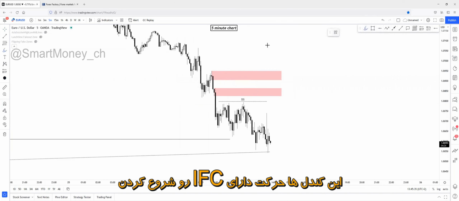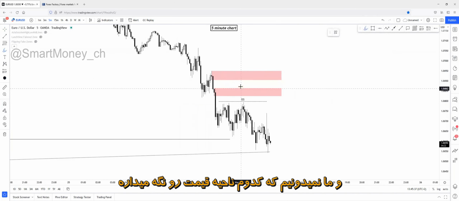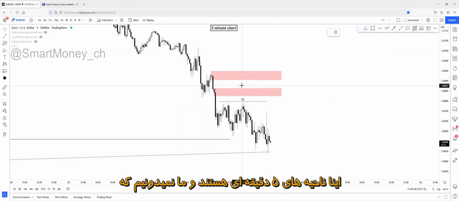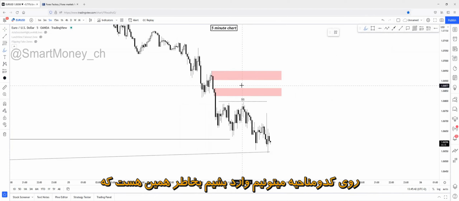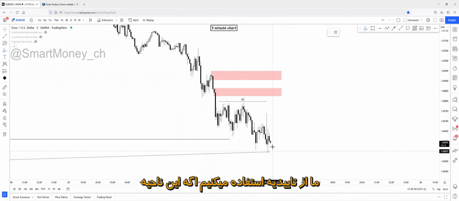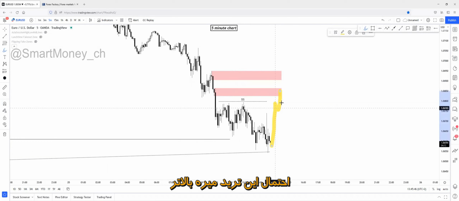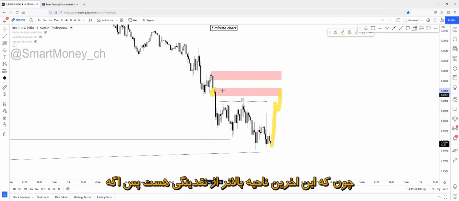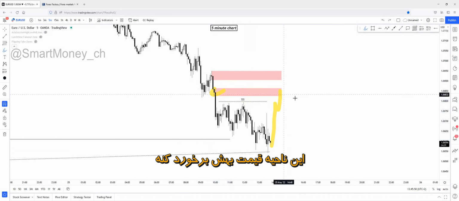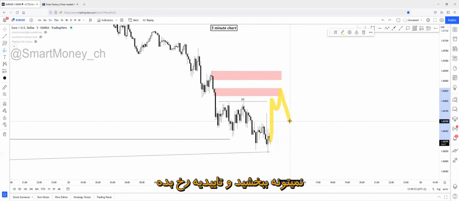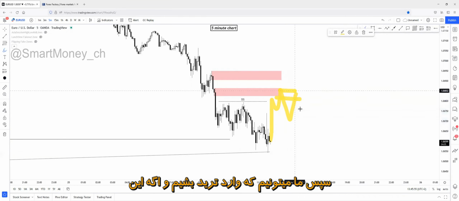These candles have started inefficiency, and we don't know which zone will hold. These are 5-minute zones. We don't know which zone we can enter on. That's why we are using a confirmation. If this zone is being tapped and there will be a confirmation, this has a higher probability because that's the last recent zone above the liquidity. So if this zone is being tapped and confirmation happens, then we can enter in a trade.